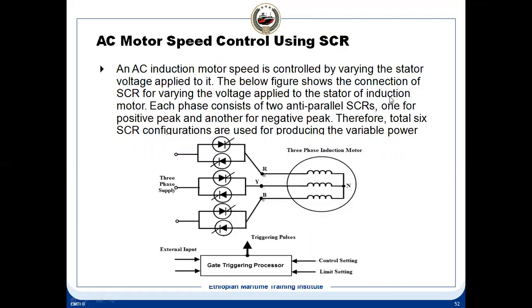The figure below shows the connection of an SCR for varying the voltage applied to the stator of an induction motor. Each phase consists of two SCRs in anti-parallel: one conducts in the positive half cycle, one in the negative half cycle. So 6 SCRs are used. So this SCR can be used for speed control of an induction motor also. Now you see all these gates are triggered by processor circuits giving gating signals, which decide which one will conduct and which will cut off.